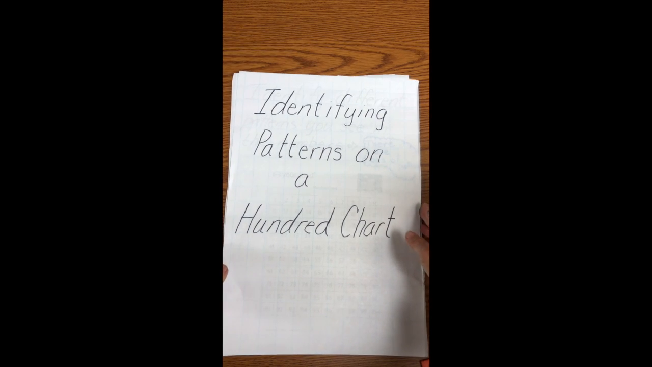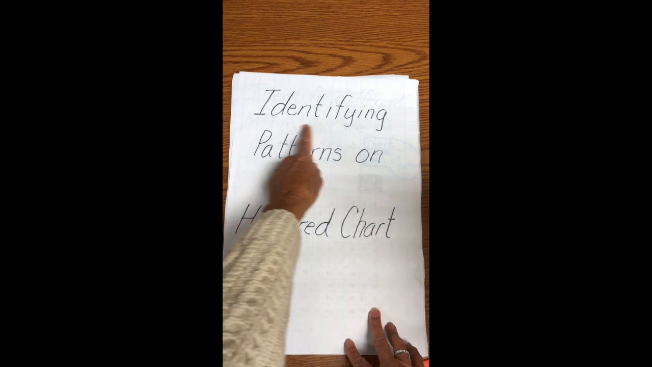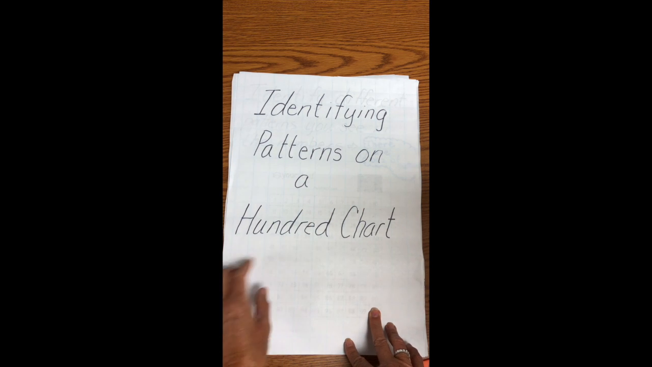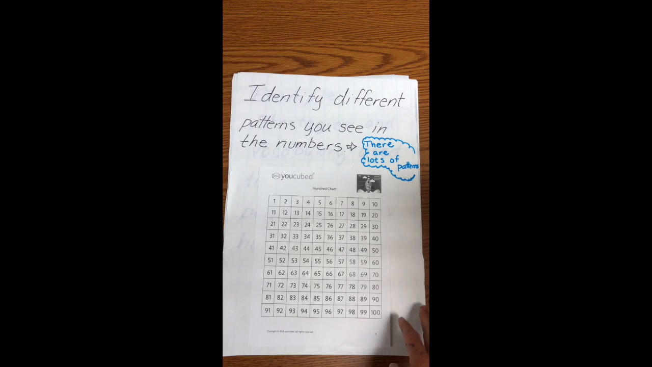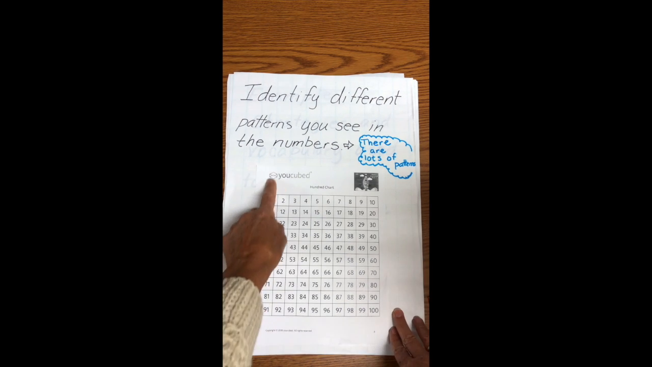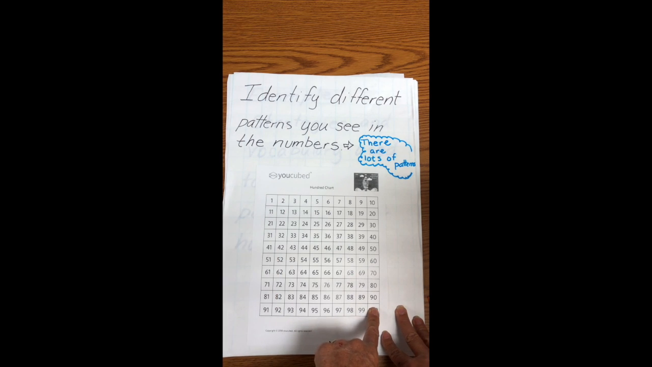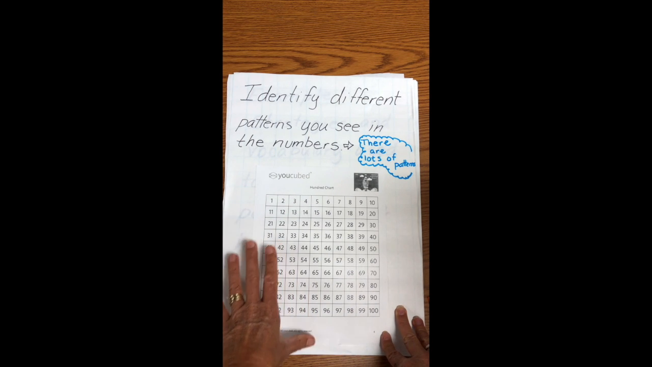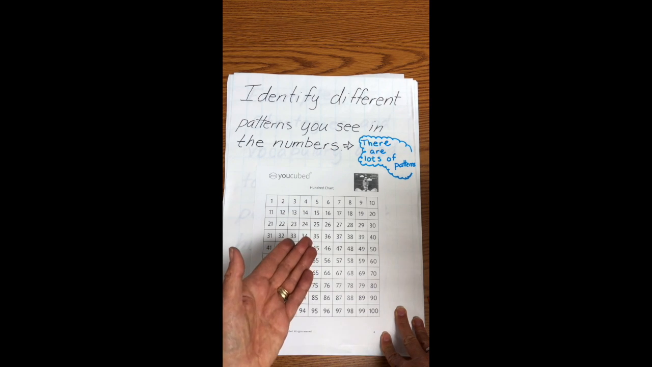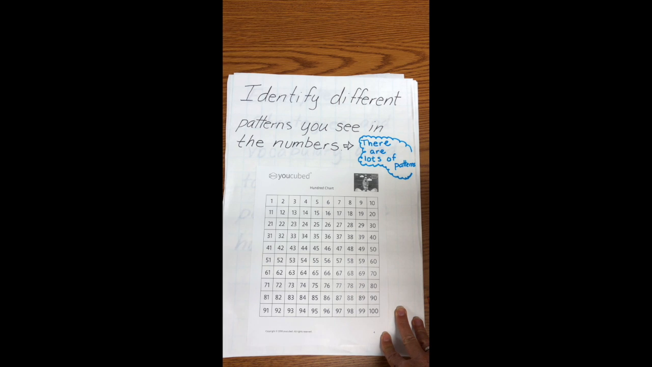All right, this is a video on identifying patterns on a hundreds chart. Okay. So this right here is a hundreds chart. You can see it goes from 1 to 100. And what I want you to do is look for patterns and then tell me what those patterns are. Now, there's no right or wrong answer to this, so just try your best and then try to explain your thinking.